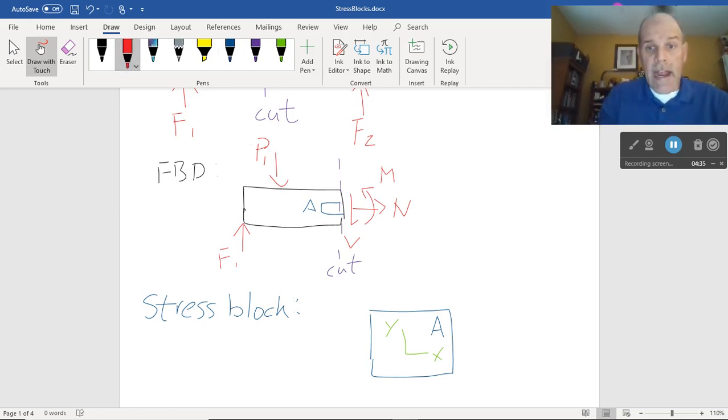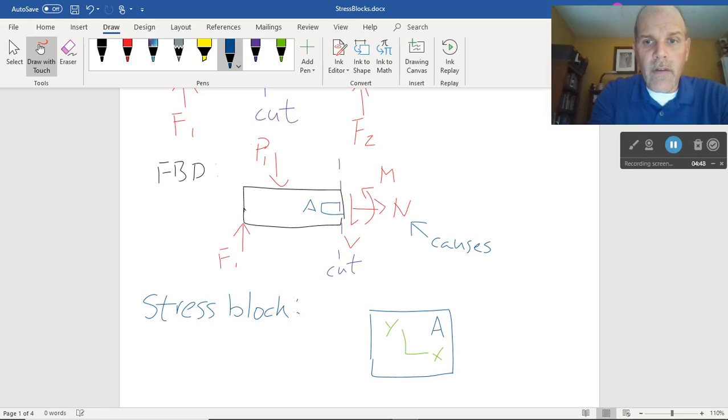So what's going to happen is that the normal force N is going to cause a normal stress, go figure. It's going to cause sigma x equal to N over A. Why is it in the x direction? Because I've got a force in the x direction acting on a plane whose perpendicular, I should say, is the x-axis, or a plane perpendicular to the x-axis. Take your pick. That's an x stress.